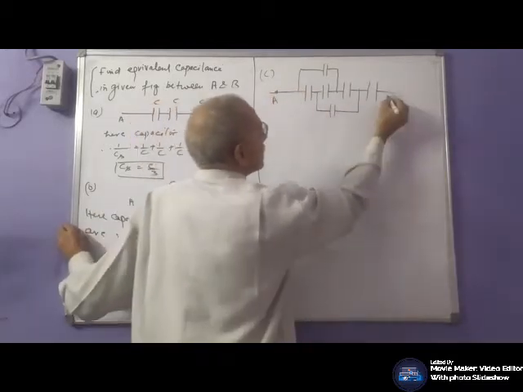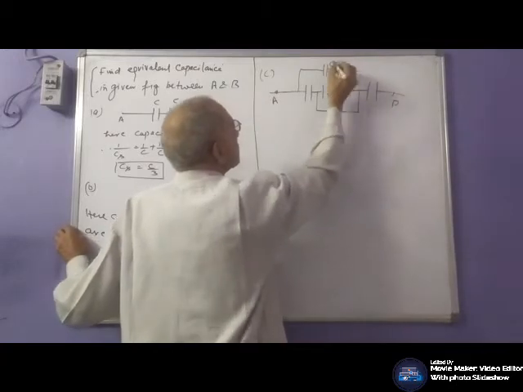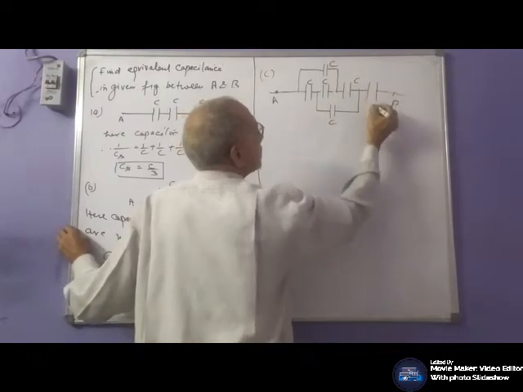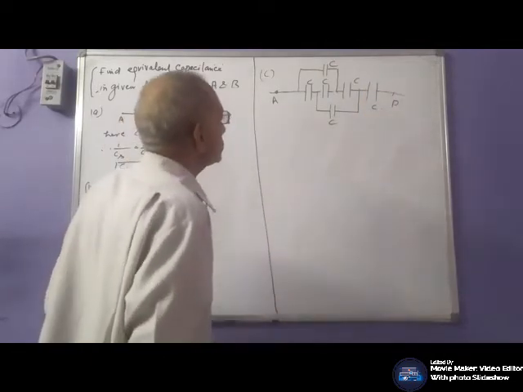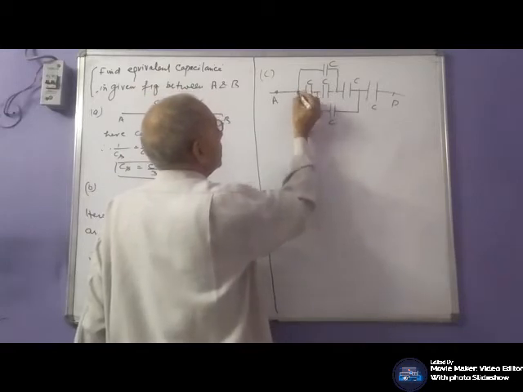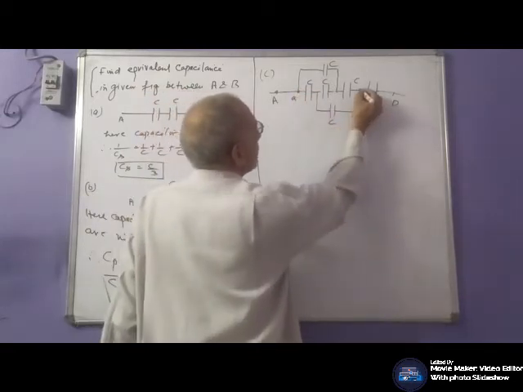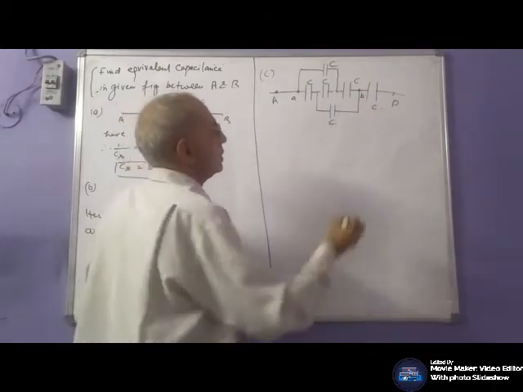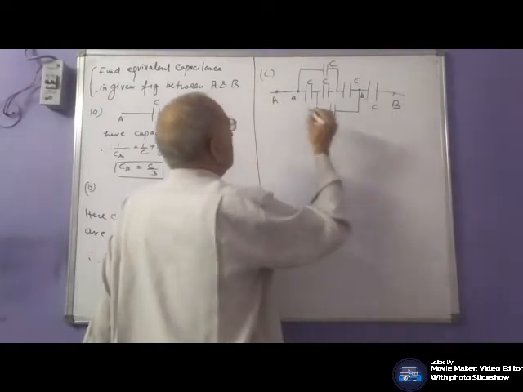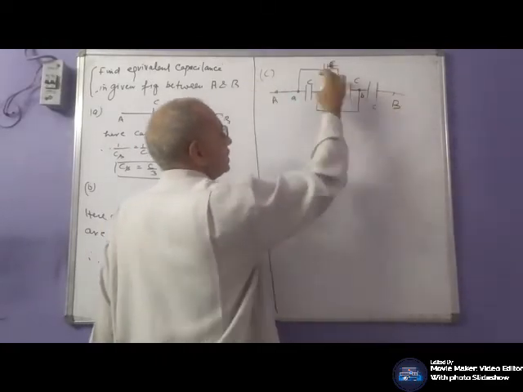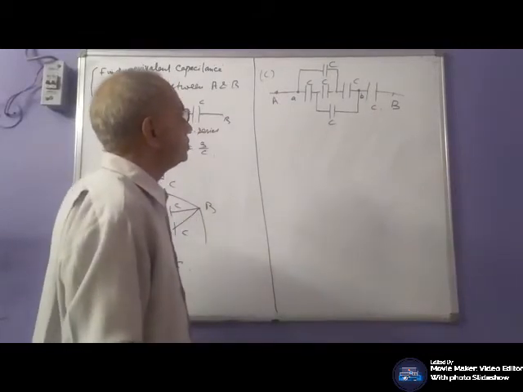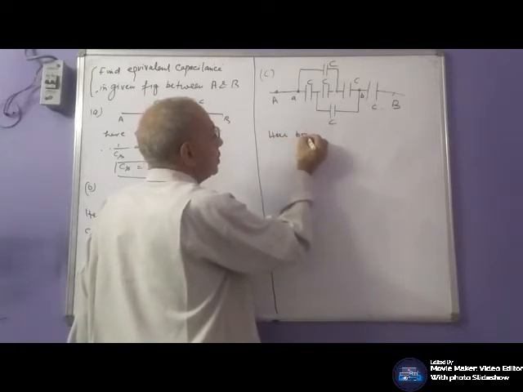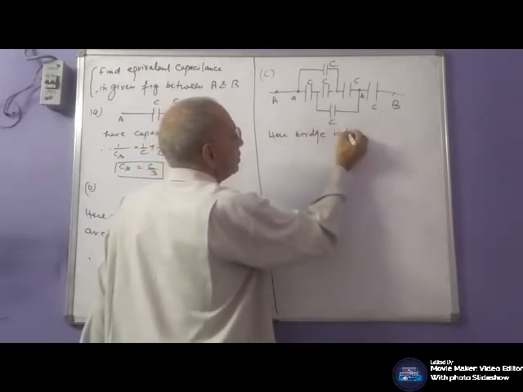This is capital A, this is capital B. C, C, C, C, C. This is small a, this is small b. These are points A and B. C is capacitance of each capacitor. Here, the bridge is balanced.